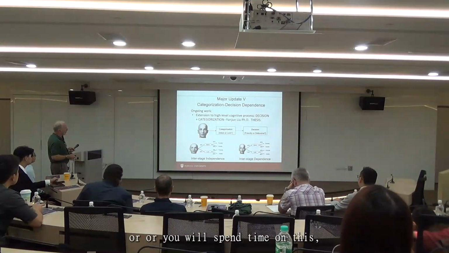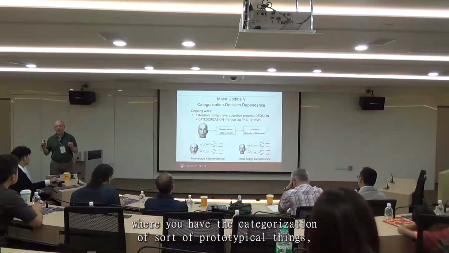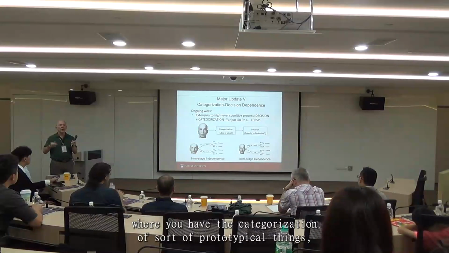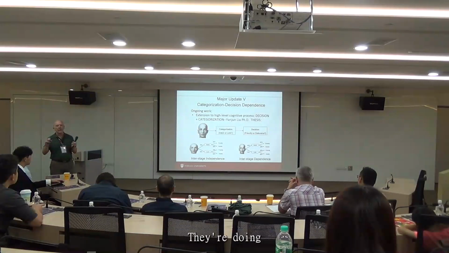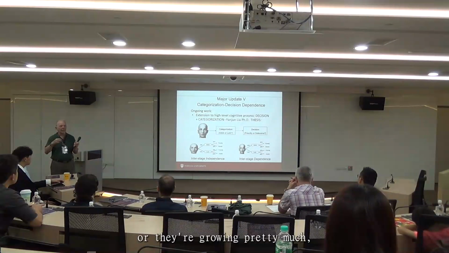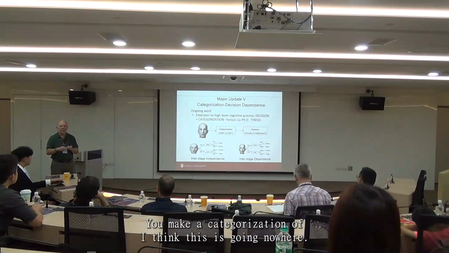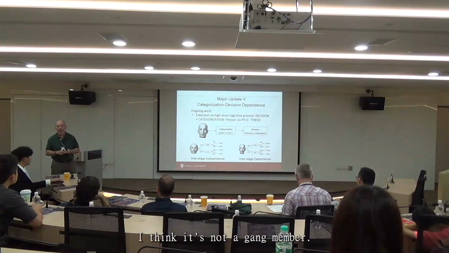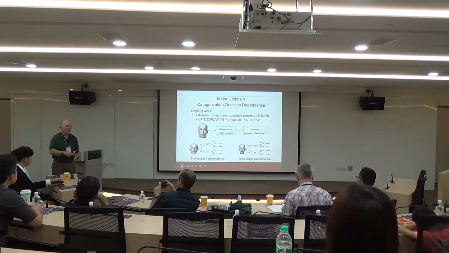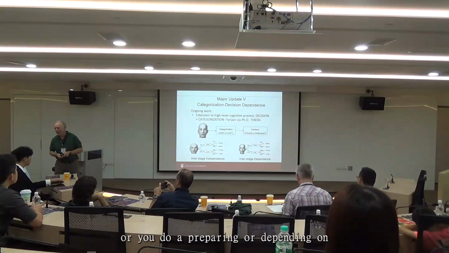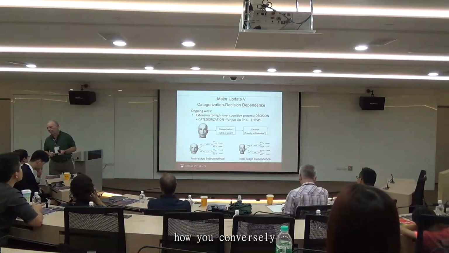I won't be able to spend time on this, but it's applying these methods to a situation where you have a categorization. So the prototypical thing is maybe you're running a 7-Eleven store and somebody comes in and they're dressed like a gang member, or they're dressed with a nice suit and tie like you guys today. Well, you make a categorization of I think it's a gang member, I think it's not a gang member, and then you either take an action, say you call the police or grab your gun, or you give them a free candy bar, depending, to some extent, on how you categorize them.